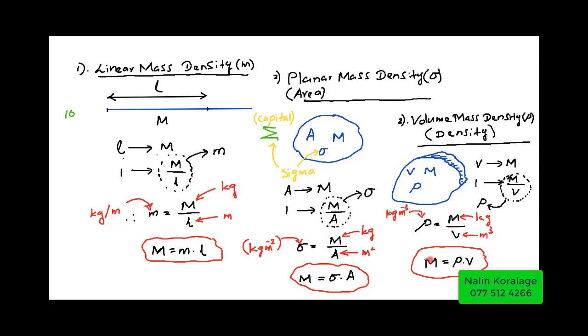Right. Okay. These are the three different types of densities. So we have linear mass density, we have the area mass density or planar mass density, and number three, volume mass density, or simply density. Right. Time to save your screen, time to get a snapshot in case you are with me via mobile. Okay, fine.